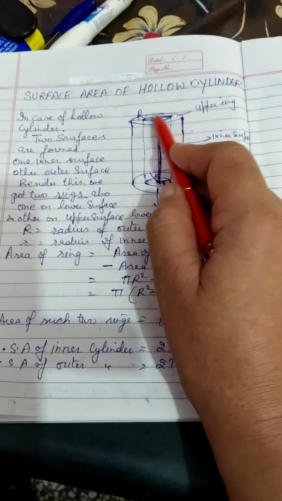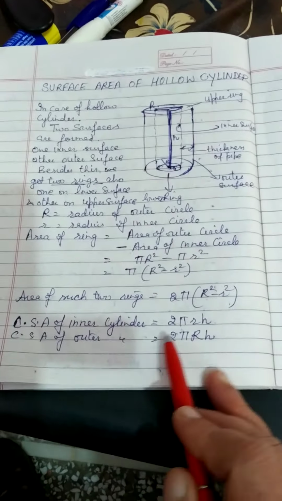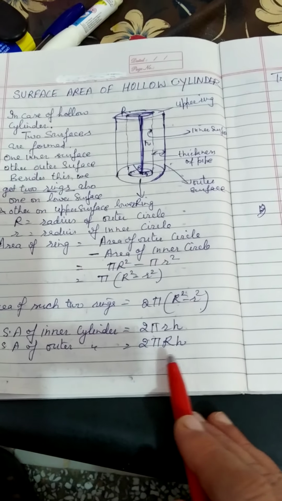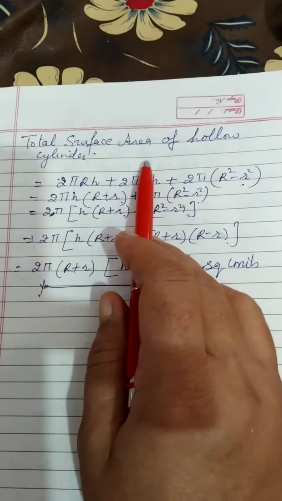Curved surface area of inner cylinder. This is the inner cylinder. The curved surface area of this inner cylinder will be 2 pi small r into height, and this is the outer cylinder. Curved surface area of this outer cylinder will be 2 pi capital R into h. Now total surface area of hollow cylinder is equal to 2 pi R h plus 2 pi r h plus 2 pi R square minus r square.